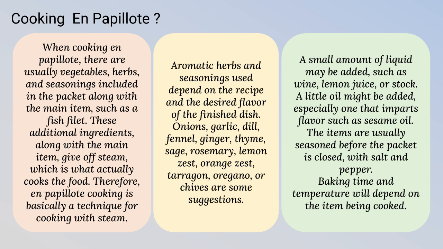You need some vegetables. You need parchment paper or foil paper. We need the main item, that is fish fillet or a chicken breast. And you need a couple of herbs and ingredients: onion, garlic, dill, fennel, ginger, chives, oregano, orange zest, sorry, lemon zest, all these things, rosemary you can use, and we can also use some wine, lemon juice, or stock. And then it is seasoned, sealed, and baked as per the cooking time and desired temperature, encased in papillote style. Clear? That is what a papillote is.